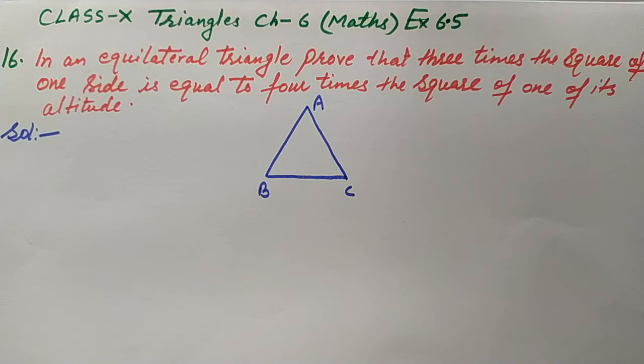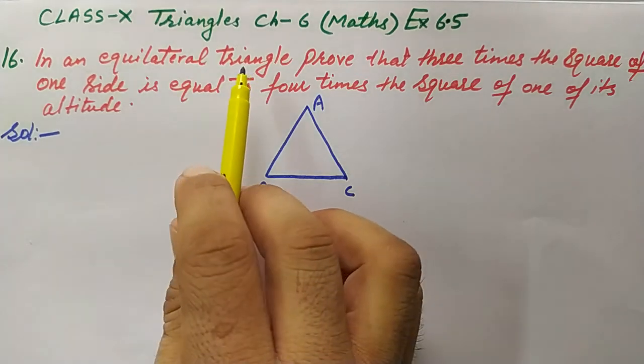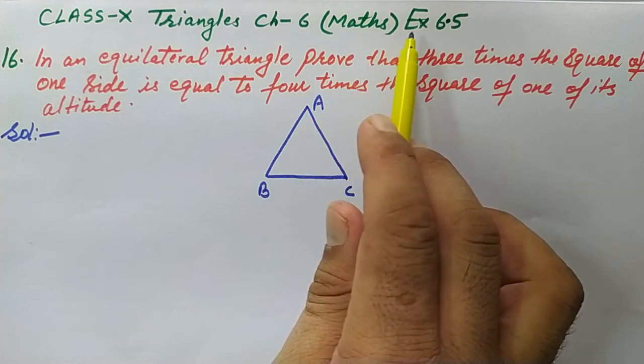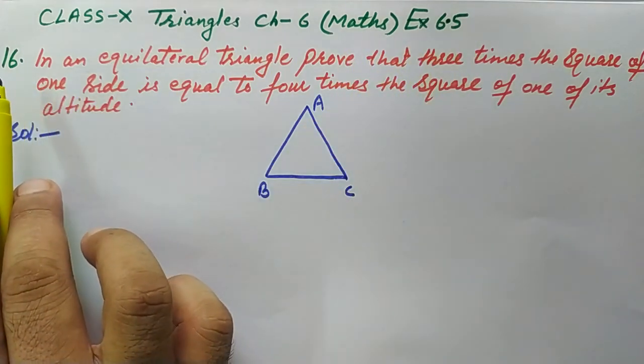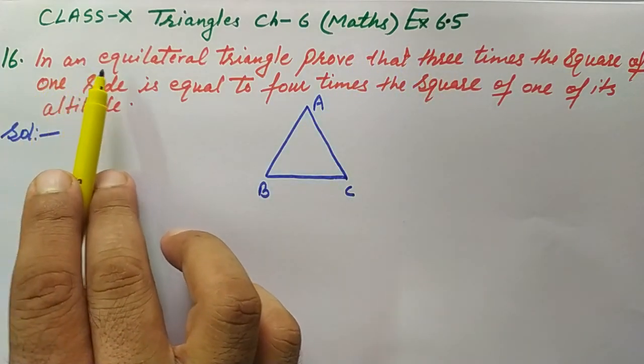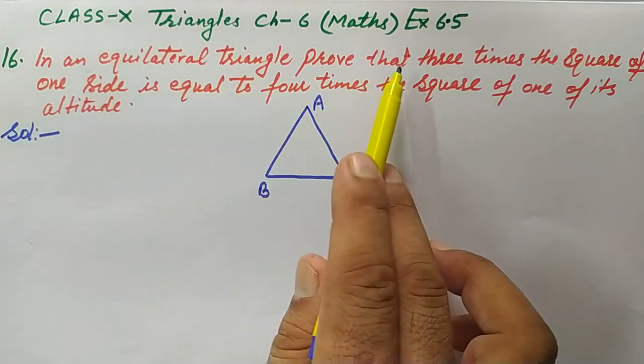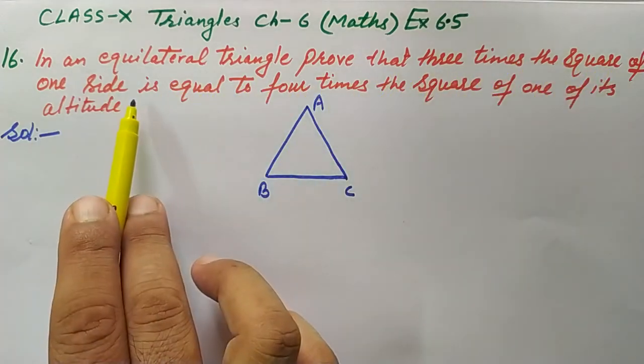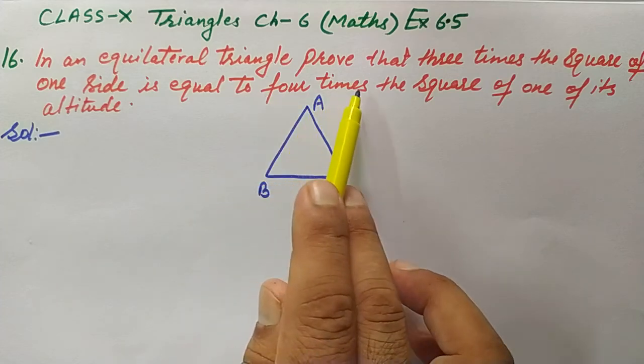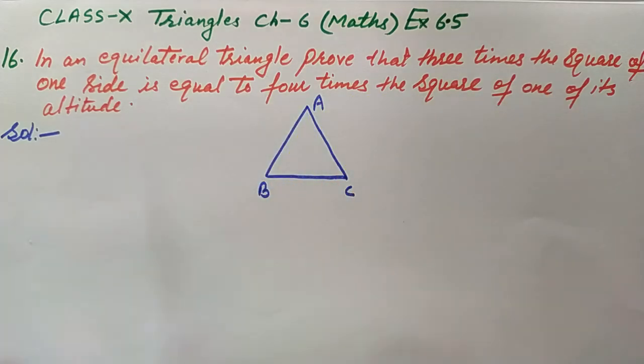Let's do this question, and this is taken from class 10 chapter triangles, and this is exercise 6.5, question number 16. In an equilateral triangle, prove that 3 times the square of one side is equal to 4 times the square of one of its altitudes.